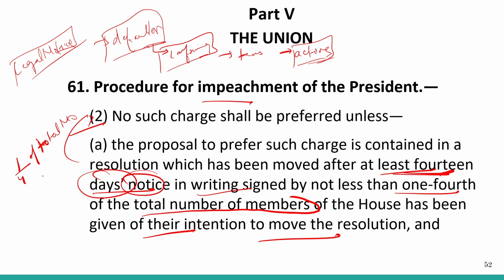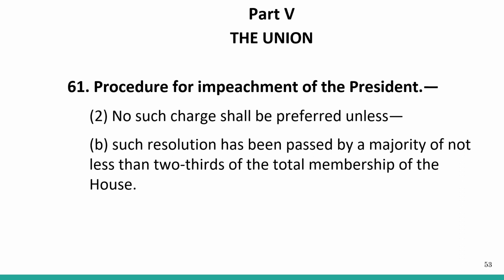So for example, if there are 400 members in the lower house and the impeachment process has to be preferred in the lower house, 400 divided by 4 is 100. So if the total number of members in the Lok Sabha is 400, at least 100 members give this resolution in writing that yes, we want to impeach the president, then 14 days notice will be served and the proceeding of the impeachment of the president will start.